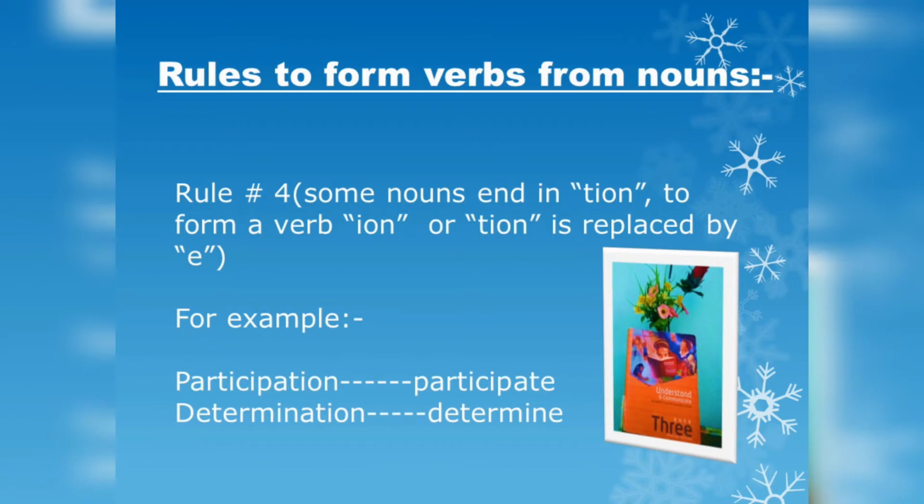Dear students, some nouns also end in TION. To form a verb, ION or TION is replaced conditionally by E. For example, participation, participate; determination, determine.